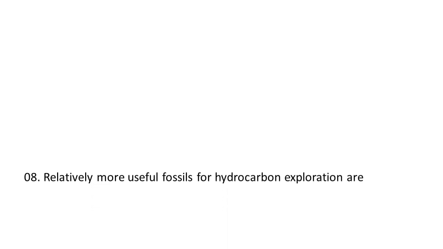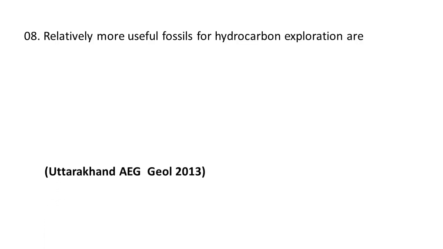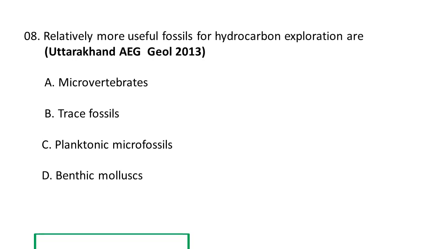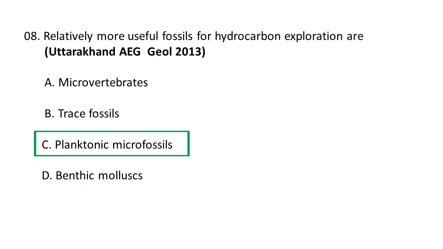Next question. Relatively more useful fossils for hydrocarbon exploration are: A. microvertebrates, B. trace fossils, C. planktonic microfossils, and D. benthic molluscs. So the correct option is planktonic microfossils. There are three groups of particular importance to hydrocarbon exploration. Of these, planktonic microfossils are more useful and more commonly used.